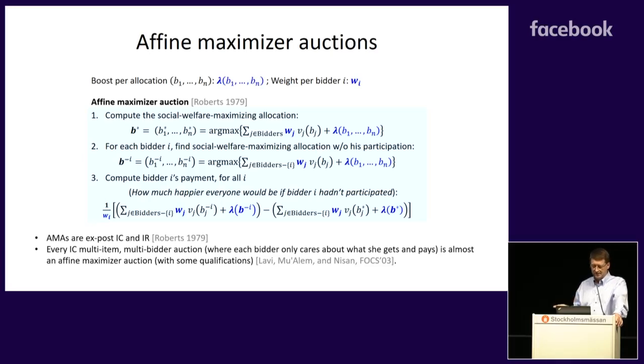There are other things, but Lavi, Mu'alem and Nisan have a paper that shows that in a certain sense, under an additional non-bossiness assumption and a scale-free assumption, these are the only mechanisms even for combinatorial auctions. So that's an additional motivation why we look at this.